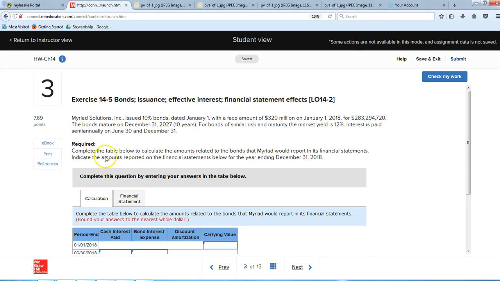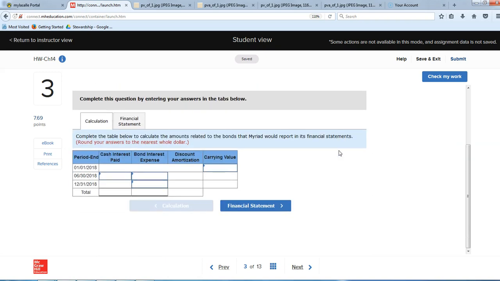The requirement is to complete the table below to calculate the amounts related to the bonds that Marriott would report in its financial statements. Indicate the amounts reported on the financial statements below for the year ending December 31st, 2018. The first requirement is to prepare a partial amortization table.